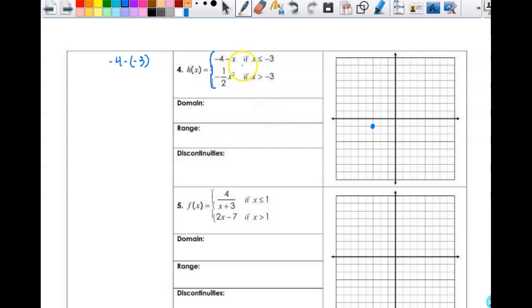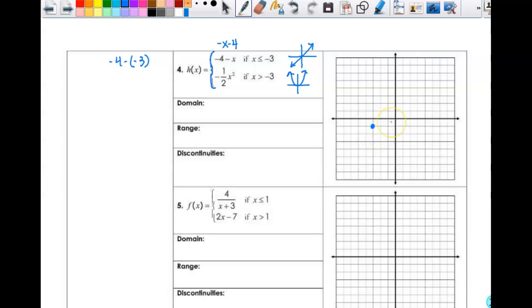Oh, I should have done my parent function. So this is a line, it's linear, and then this is a parabola, quadratic. So if I put this in y equals mx plus b, that's negative x minus 4. I don't want to find the y-intercept because it's only going to work over here. But I have a point. I can start from any point and count my slope. So with a negative slope, I can go down and to the right, or I can go up and to the left.